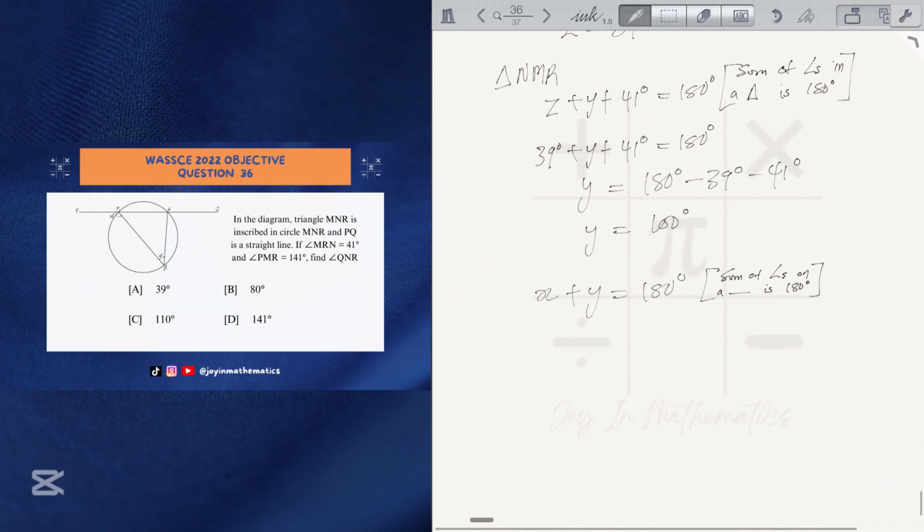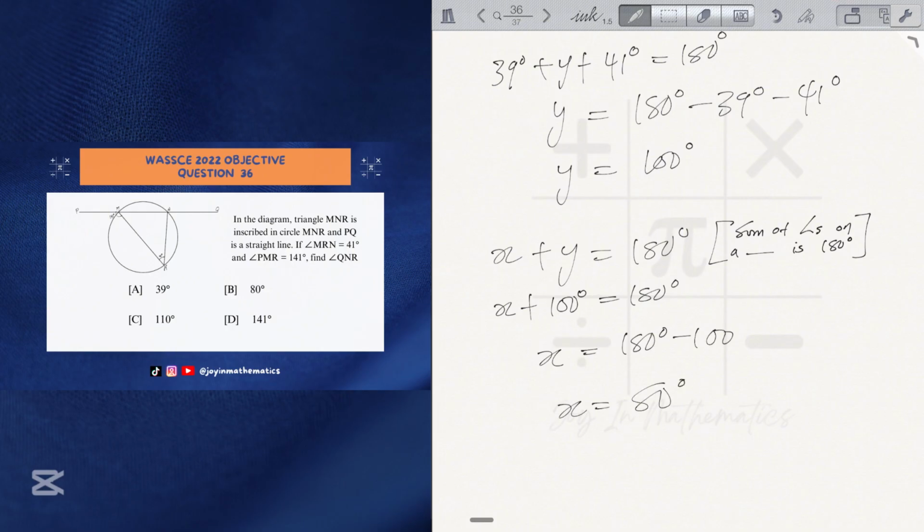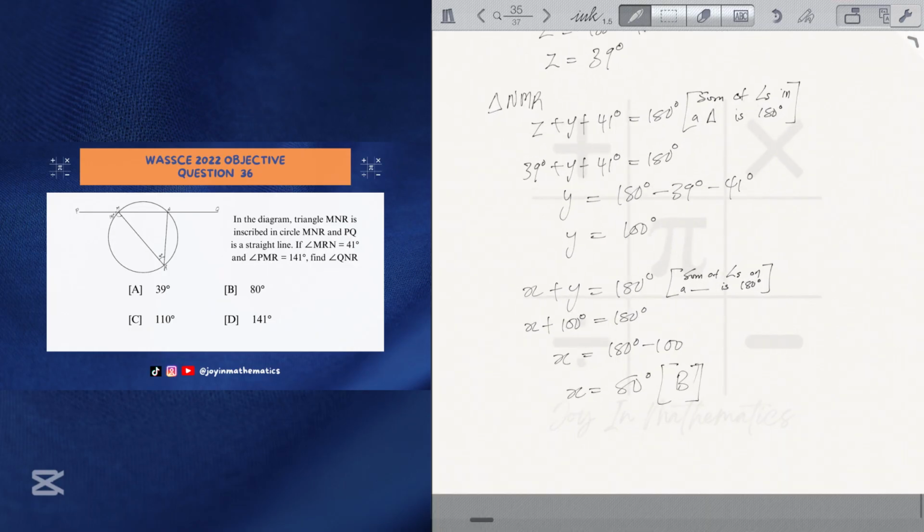So with this, substitute our y to be 100, and we'll have our x to be 180 degrees minus 100. So we have x to be 80 degrees, which is equivalent to option B. Remember that x in itself is the value for the angle of Q and R.